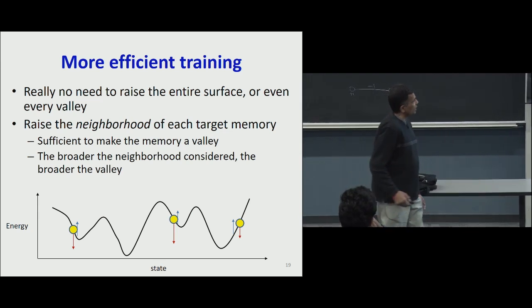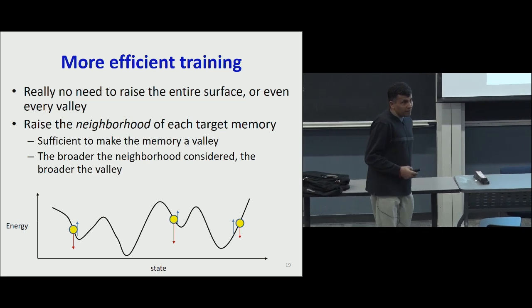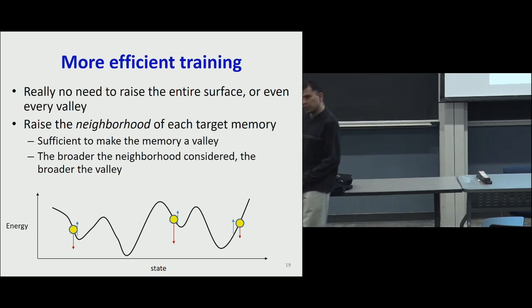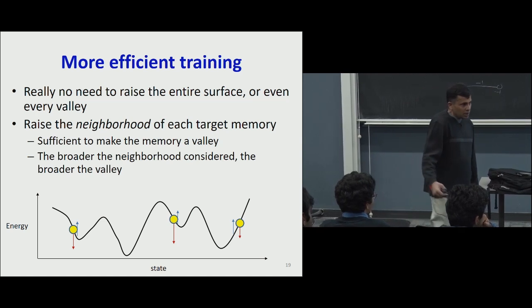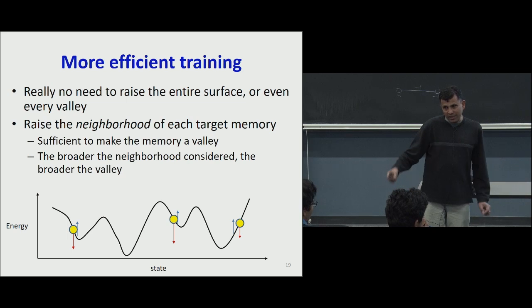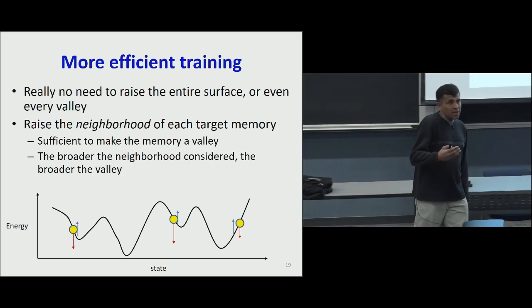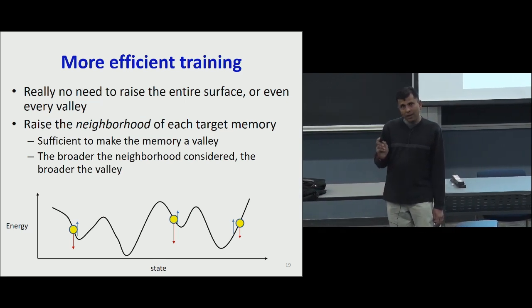And we also saw that in the process there's really no need to raise the entire surface or even every valley. You just want to raise the neighborhood of each target memory, in which case you initialize the network at the target memory, you let it evolve a couple of steps, which goes out to a little distance from the target, and then you can raise that. And if you keep doing that, eventually you're going to make sure that each of your target memories is in a local valley and ends up becoming a memorable pattern, right?